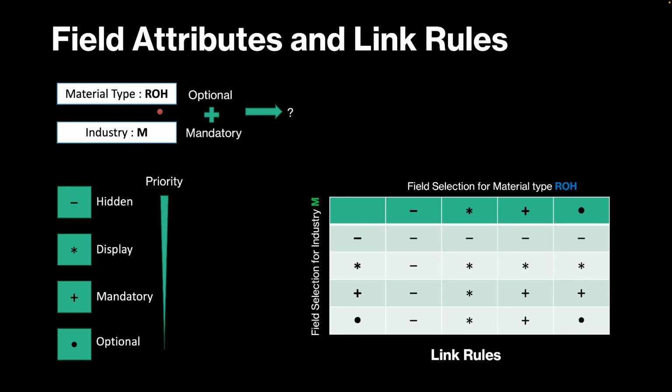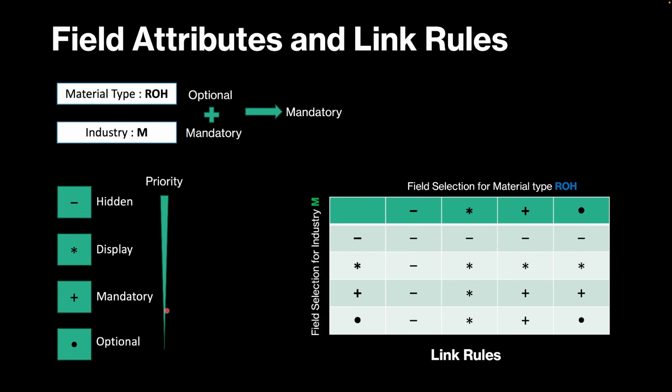In this case, for material type ROH you have field selection as optional for a particular field, and for industry M you have field selection as mandatory for that field. If you create a material master by selecting material type ROH and industry M, the field selection for that field will become mandatory. So optional and mandatory combined will mark the field as mandatory. You have to understand this priority first, and then do the configuration so that your required field selection is achieved in the system.